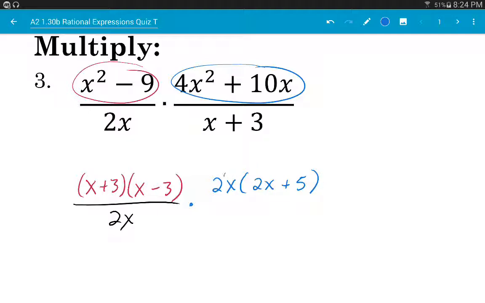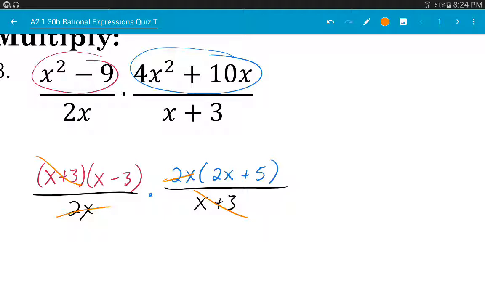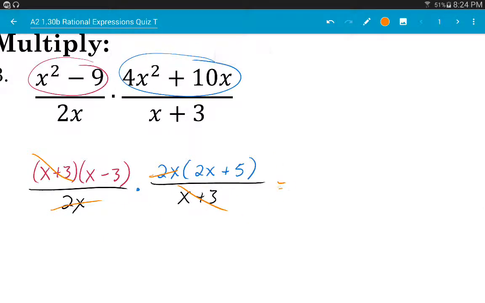Let's see if I distribute back in. 2x times 2x is 4x squared. 2x times 5 is 10x. Okay, good, so that's correct. And my denominator doesn't change because it was already simplified, x plus 3. Let's see what can cross out now. I've got x plus 3 and x plus 3. I've got 2x and 2x. And so there's nothing left in the bottom, so I can put a 1 there, but I don't really have to. So I can rewrite this as x minus 3, 2x plus 5. Over 1 or not over 1, it doesn't matter in this case.